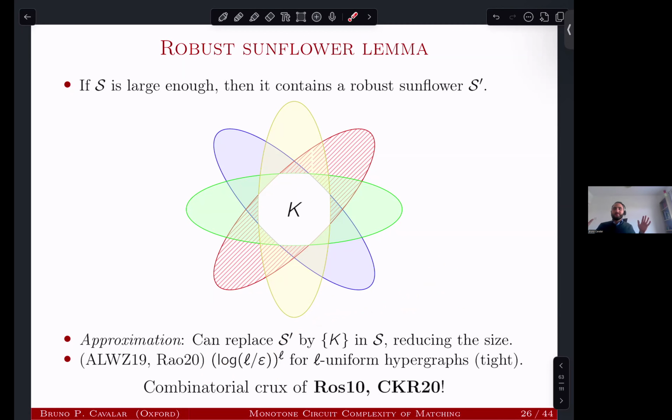And yeah, this is the approximation method. And this is showing then best possible bounds on how big a family has to be to contain a sunflower structure like this, which is the combinatorial crux of these lower bounds. Show a lower bound here or an upper bound, depending on how we phrase it, and you get a lower bound for monotone circuits. Okay.